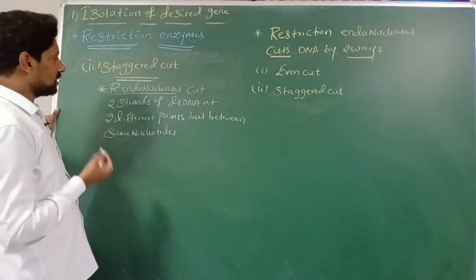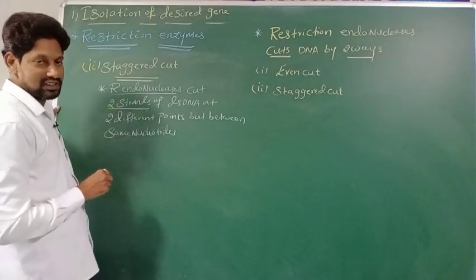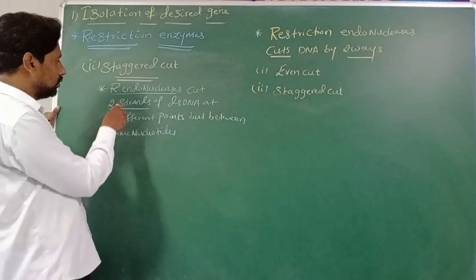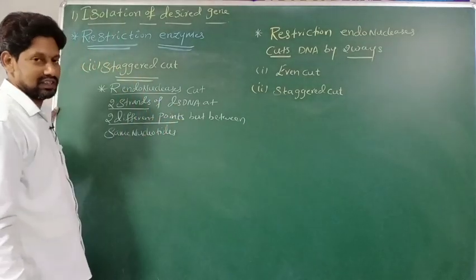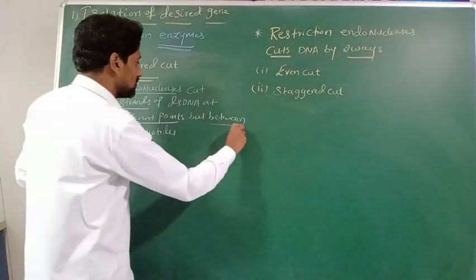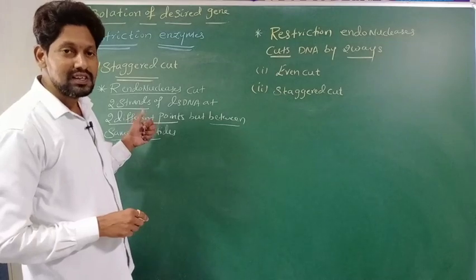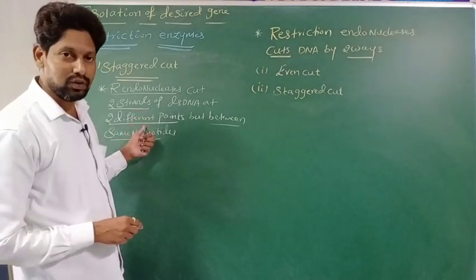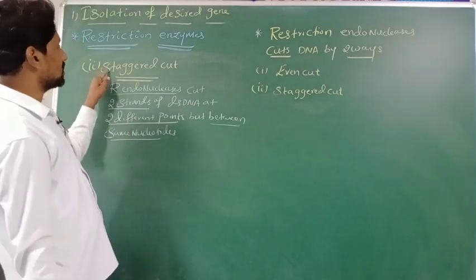Are these restriction endonucleases cutting one strand or both the strands? They are cutting both the strands. Do they cut both the strands at the same point? No, at two different points they make the cut. But they are cutting between what? The same nucleotides. Is this statement okay? With an example, you can understand it more clearly. Which cut is this?